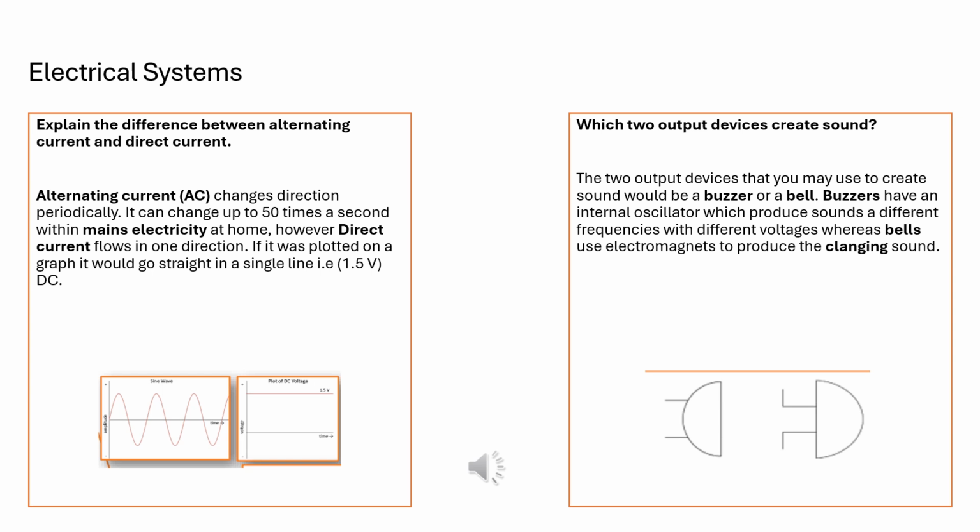Now, the two output devices that you might use to create sound are buzzers or bells. You can see here the icons that are used for those. Buzzers have an internal oscillator which produces sound at different frequency with different voltages, whereas a bell will use electromagnets to produce a kind of clanging, dinging noise. So the one on your left is the circuit symbol for a buzzer, whereas the one on your right is a circuit symbol for a bell.